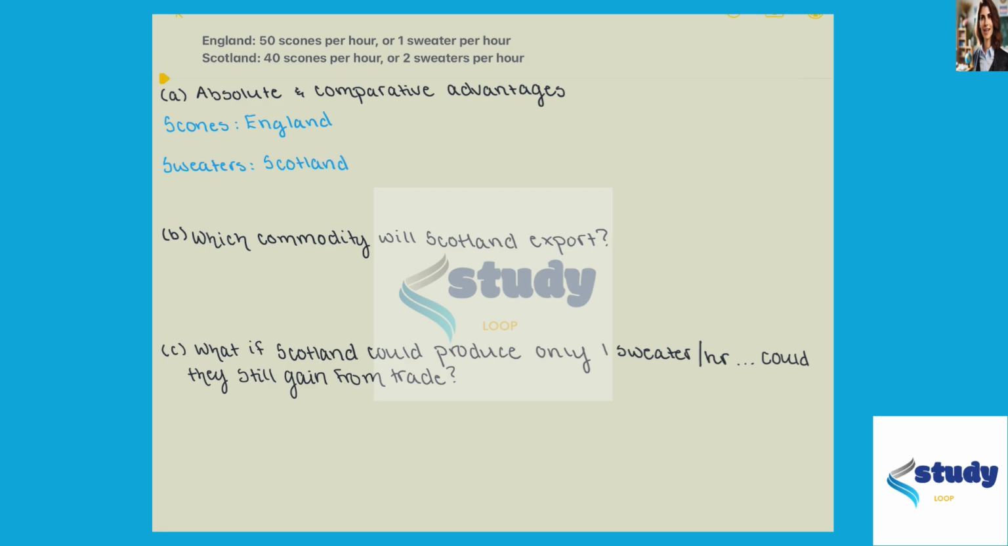Now the comparative advantages, and this is where it gets a little bit more difficult because we need to calculate opportunity costs. Let's start with England and find what their opportunity cost of 1 sweater is. It tells us that in 1 hour, they can make 1 sweater. So in that same hour that is spent making that sweater, how many scones could have been made? Well, it looks like they can make 50 scones per hour. So their opportunity cost of 1 sweater is 50 scones.